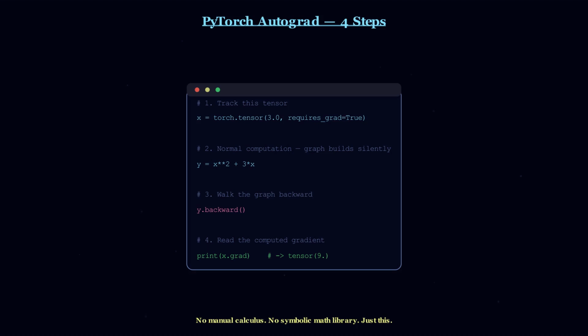Step 3. Call y.backward(). This triggers the entire backward walk we just described, computing every gradient in the graph. Step 4. Read x.grad, the computed derivative, sitting right there as a regular tensor. No manual calculus, no symbolic math library. Just exact numerical gradients, automatically. Let's prove it actually works.